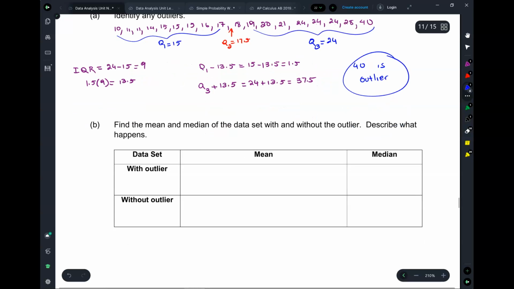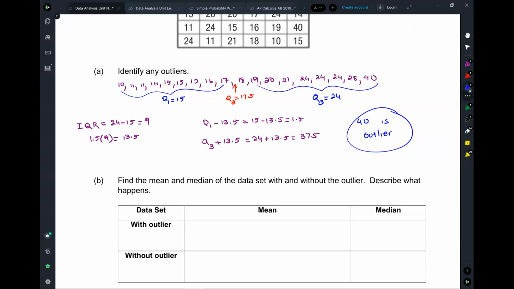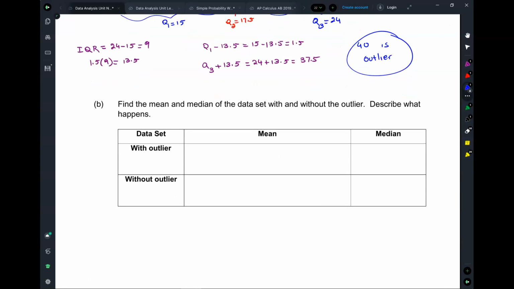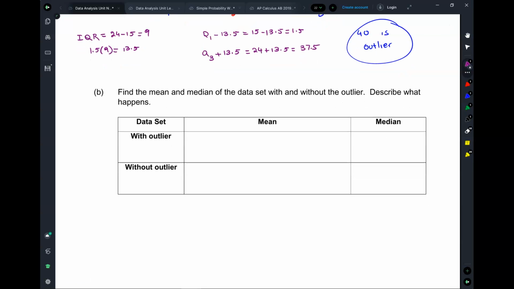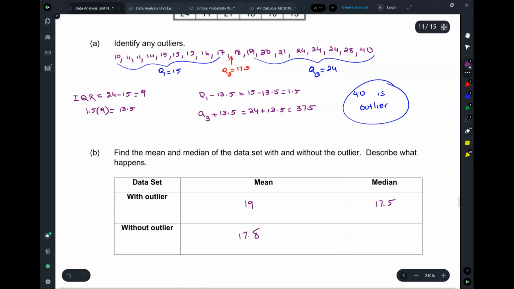It asks for the mean. Well, with your calculators. Okay, so we're not going to write it all out. It's too much to write out. But you guys know how to find the mean, right? So you get 19 here. And what's the median? For the first one? 17.5. Okay. For the other one, you get 17.8. And tell me what the median would be if we take this 40 out. It would be 17.